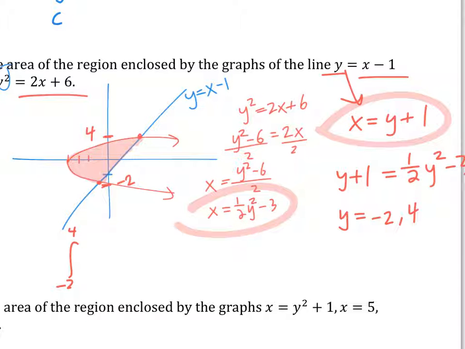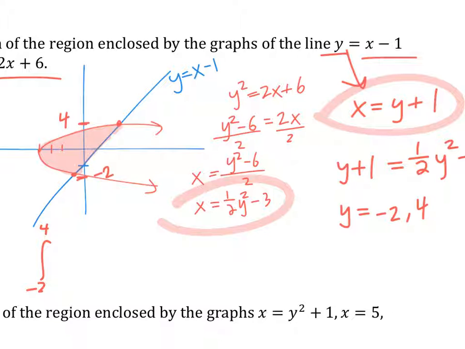Let's see. We are going from the right to the left. So which curve minus which curve? X minus 1 minus... Oh, no. We are integrating in terms of y, not x. Okay, y plus 1 minus which curve? The red one. The red one. What is the equation?